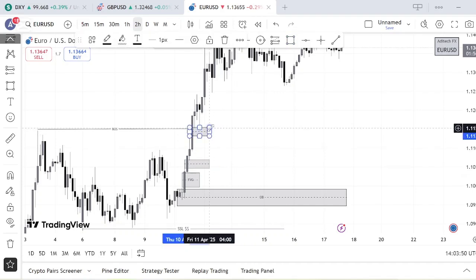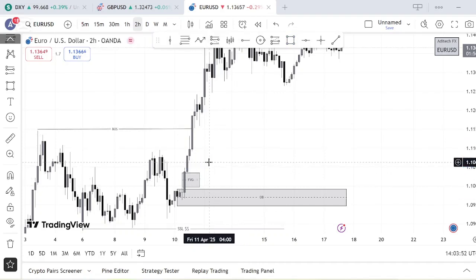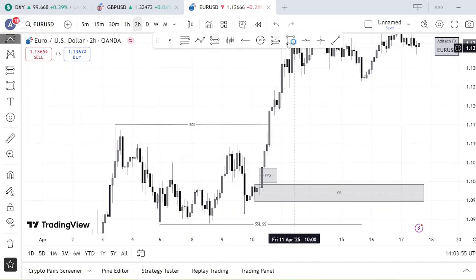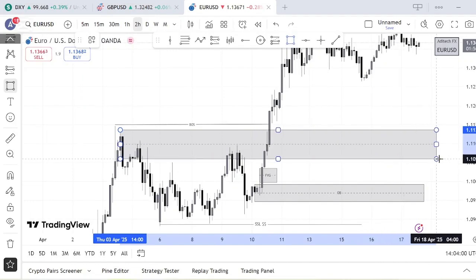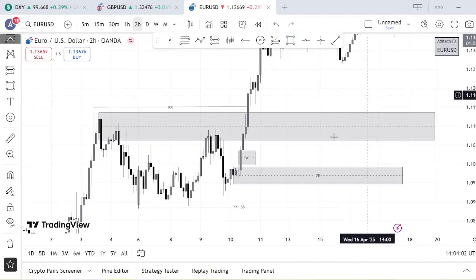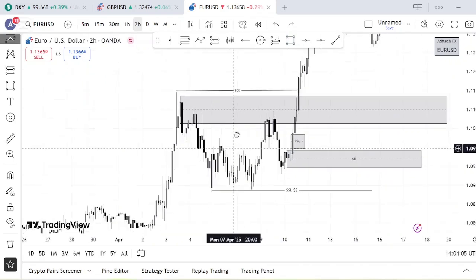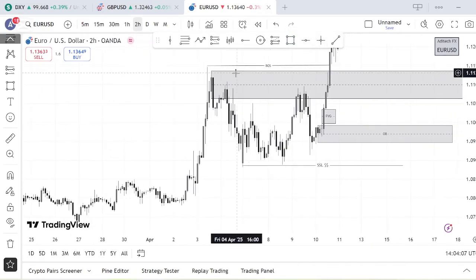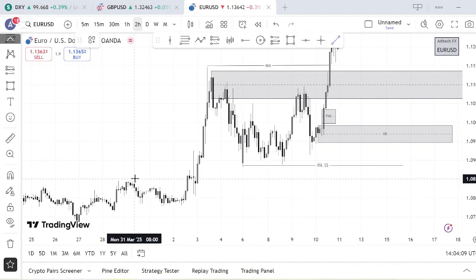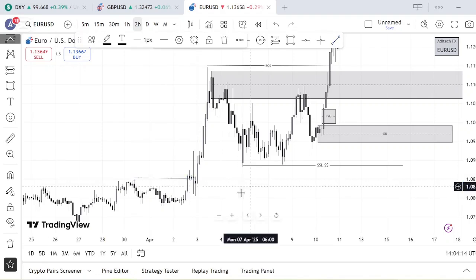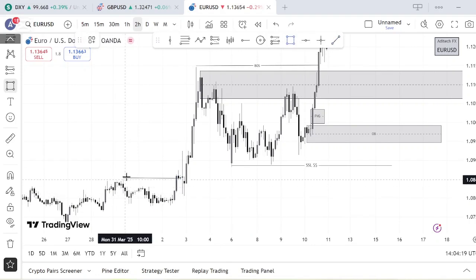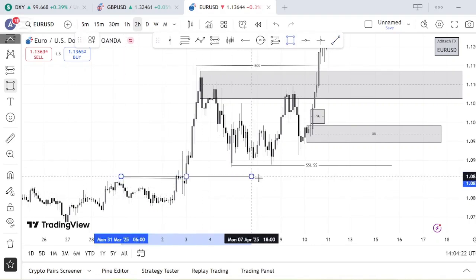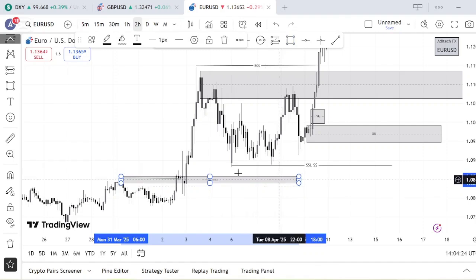Now, what about breaker blocks and mitigation blocks, right? This is a mitigation block. Why is it a mitigation block? I told you guys that when price fails to take out sell side liquidity, right? You can see after price broke structure to the upside, it came to use this. This is also a mitigation block, but price failed to touch it, right?